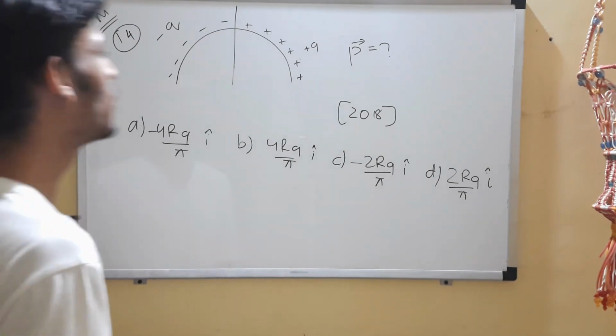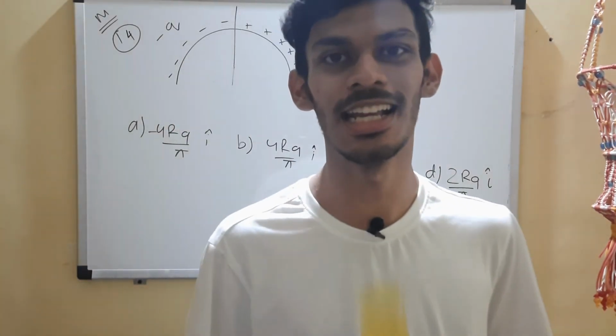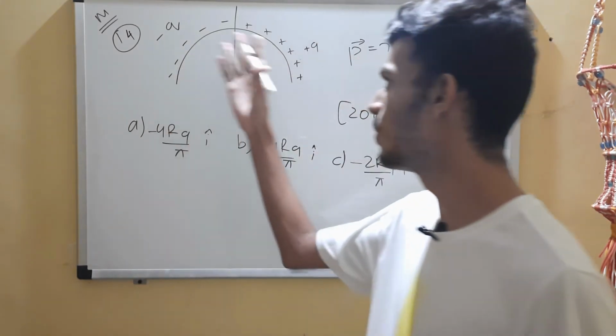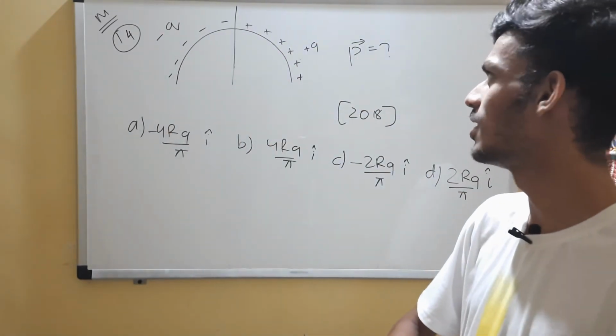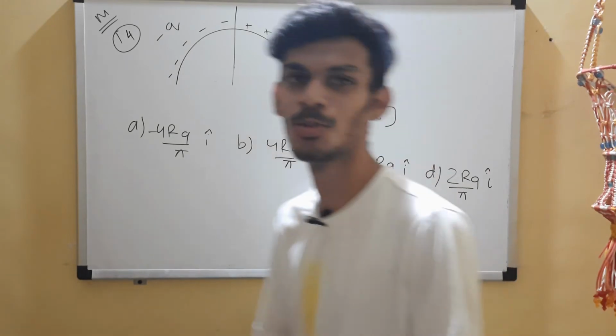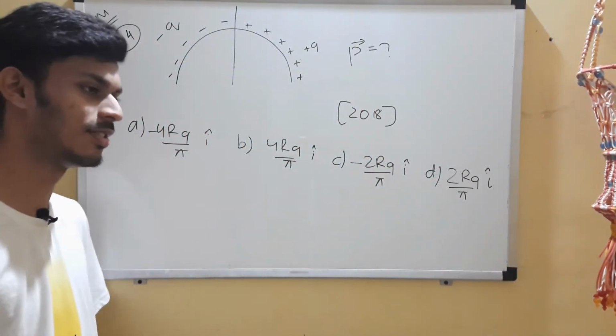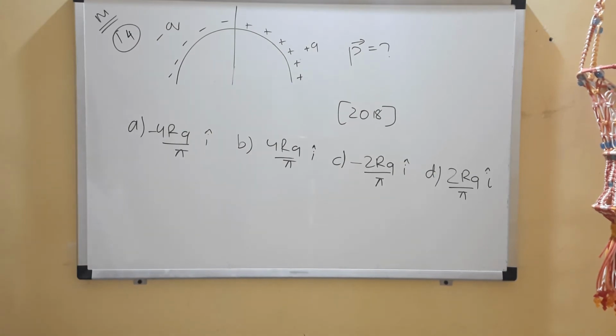So question 14 over here, now from the moderate category. Congratulations if you made it this far. Now in this question you are given a charge distribution. You are supposed to find the dipole moment of this charge distribution. Okay, so it is a good one. You can pause this video now and give this question a humble try.